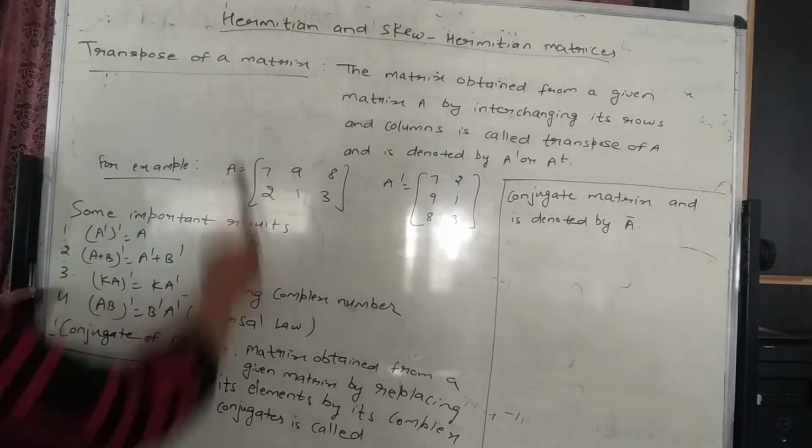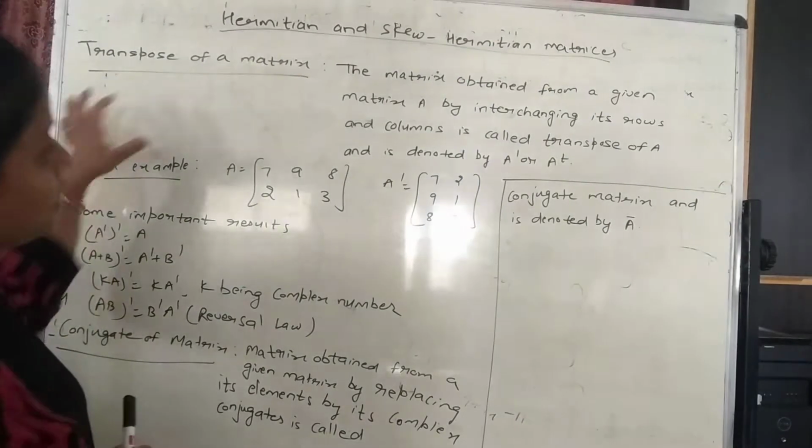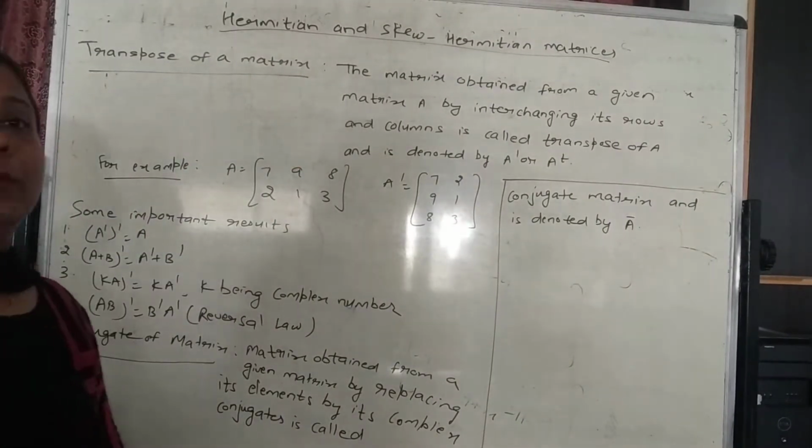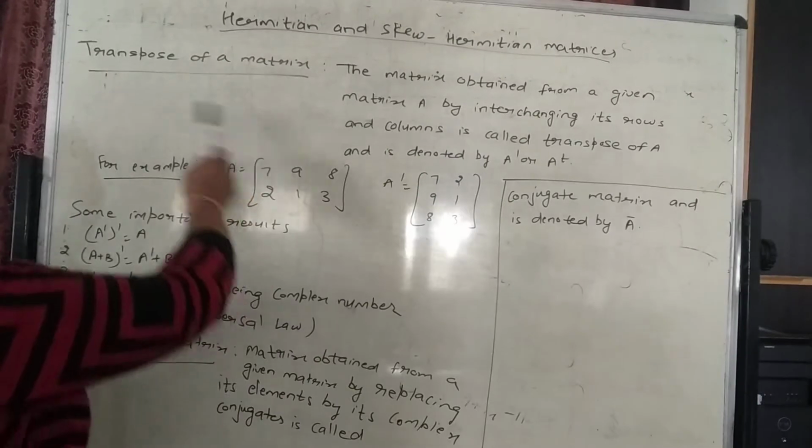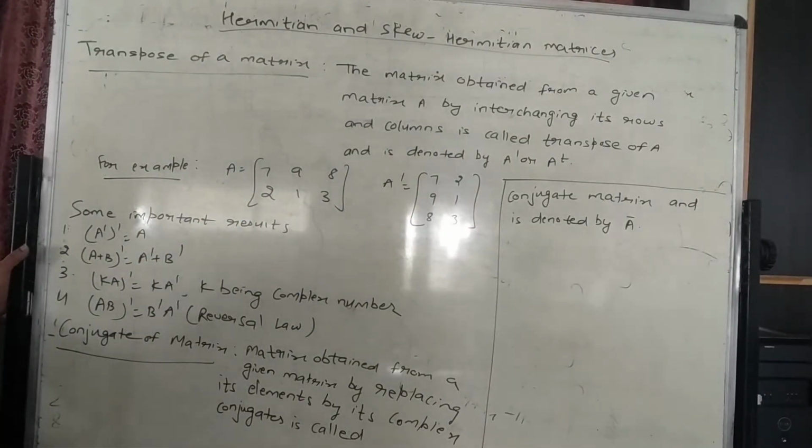Firstly, for the study of the definition of the Hermitian and skew Hermitian matrices, we will remind the definition of the transpose of a matrix. This is the definition you have already done in your previous class. I will remind you about the definition of a transpose of a matrix.